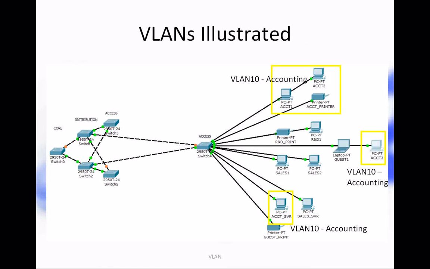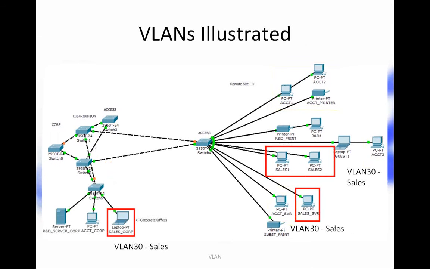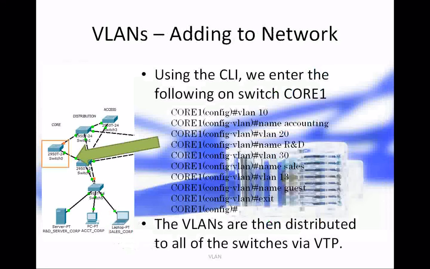But VLANs don't just work locally, combining and separating network devices in the same building. They can also connect devices in different locations, such as connecting a sales computer in one area to a sales computer in a corporate office.